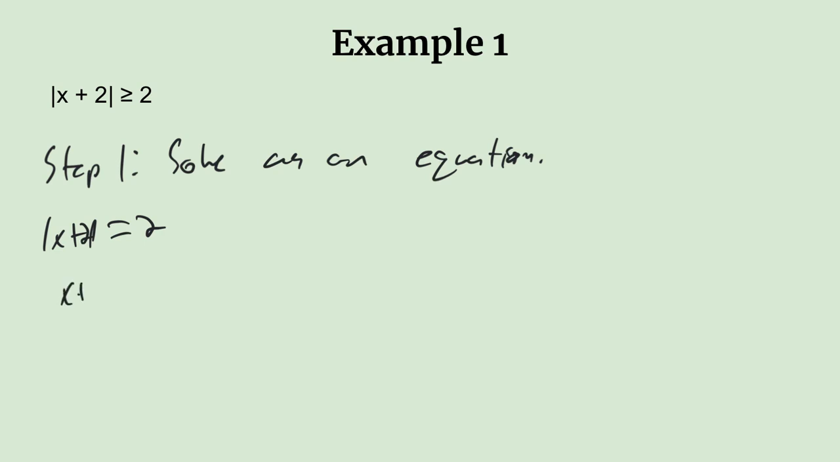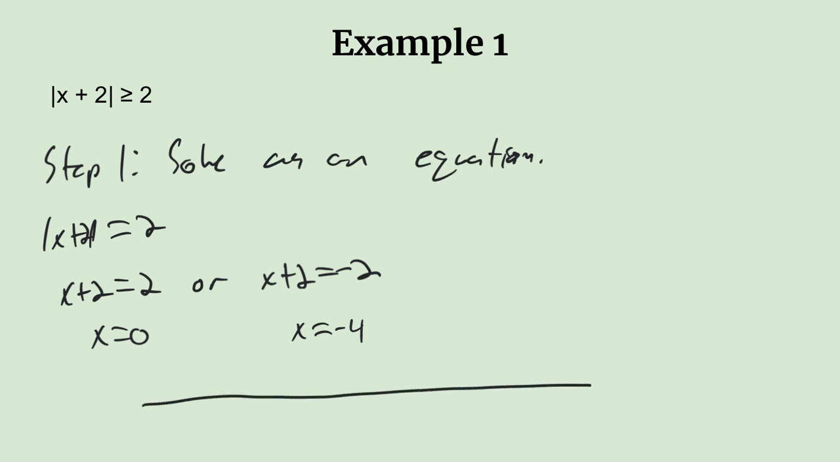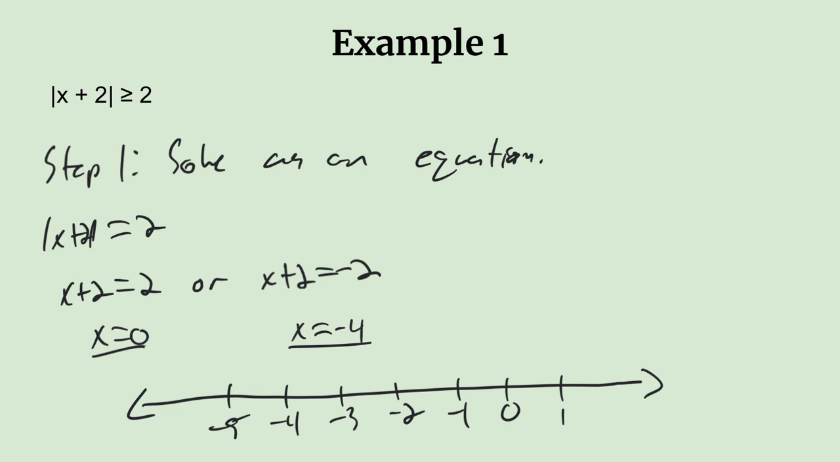So it means we have x plus 2 equals 2 or x plus 2 equals negative 2. So x equals 0, x equals negative 4. So then for an inequality, our answers can be graphed. And what I would say to do here is figure out what your two specific points are, and those need to be on the graph. So we get negative 5, negative 4, negative 3, negative 2, negative 1, 0, 1.